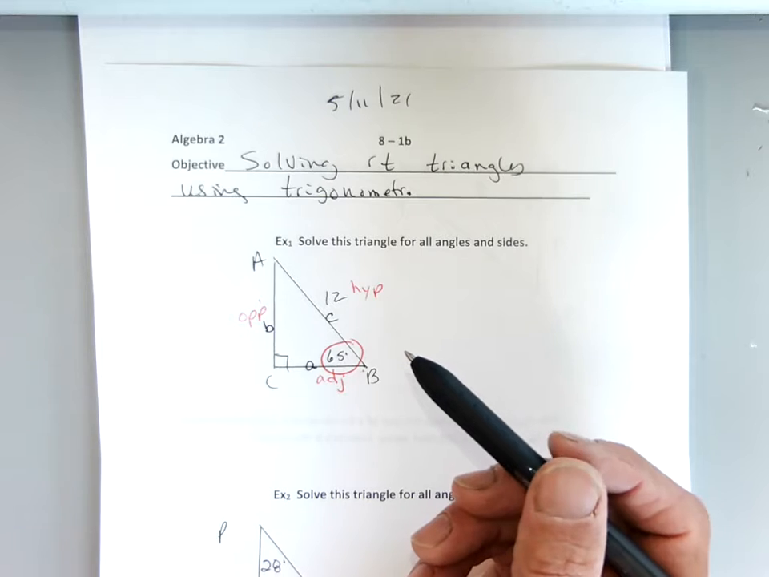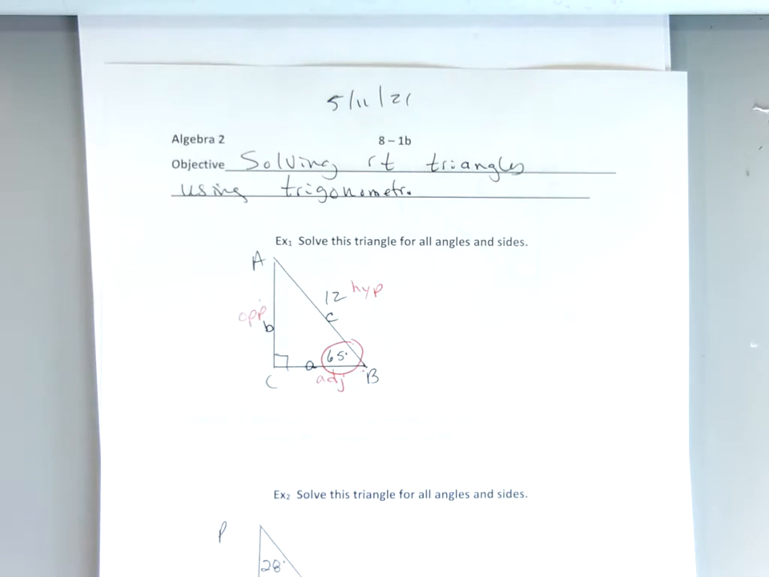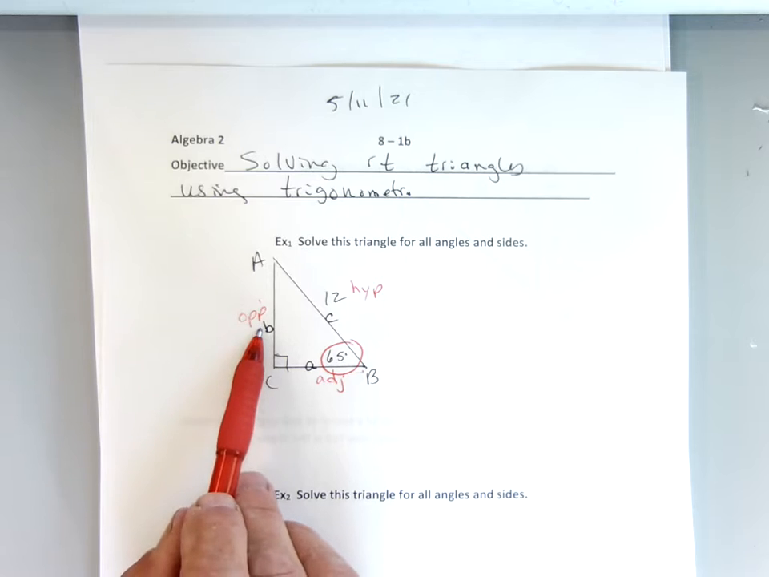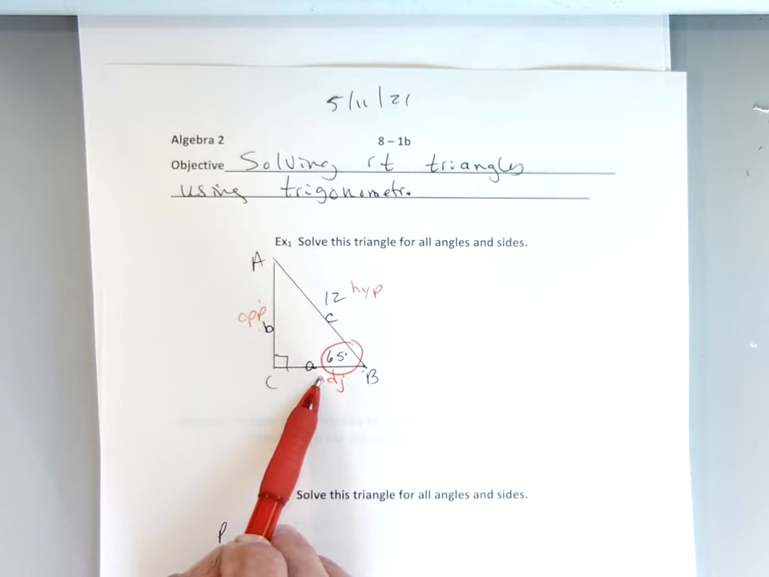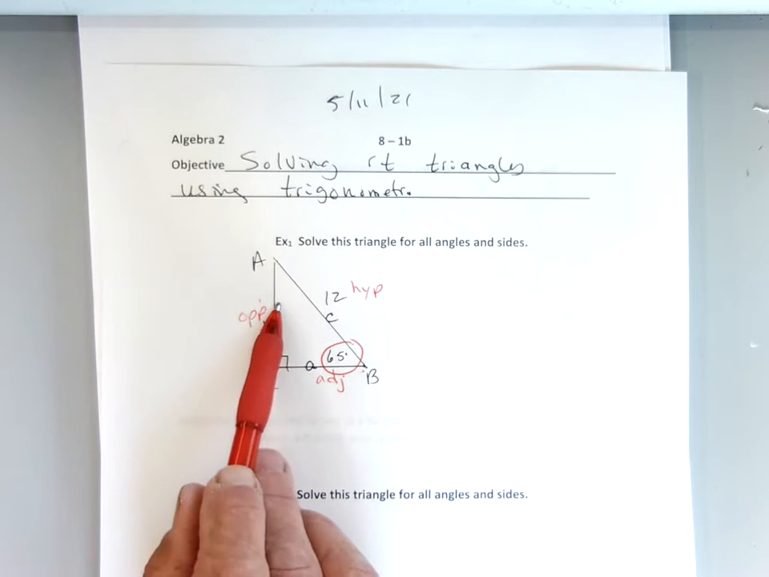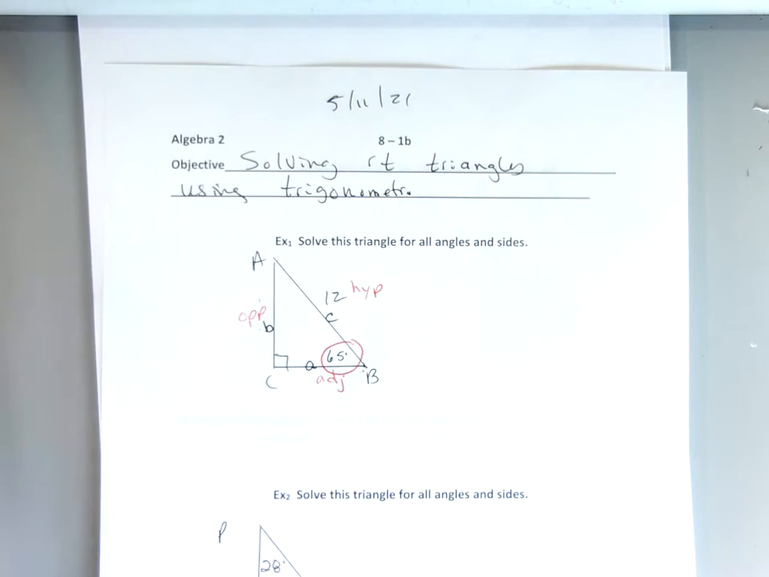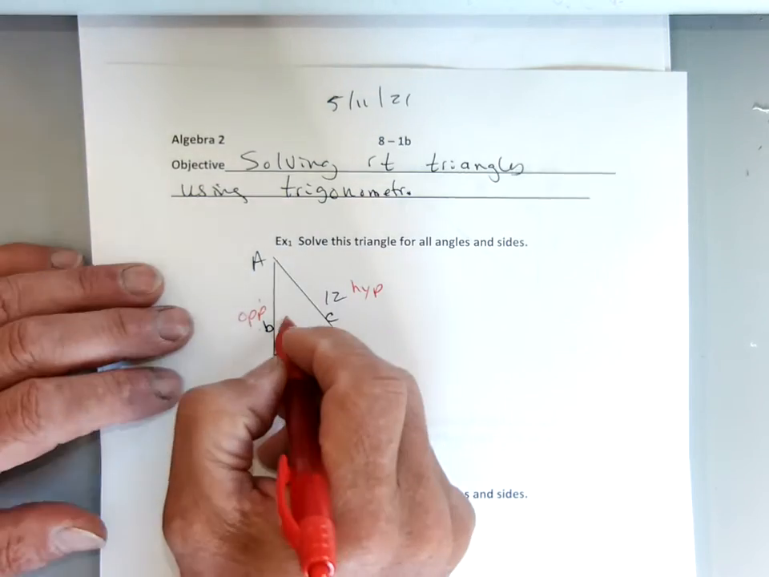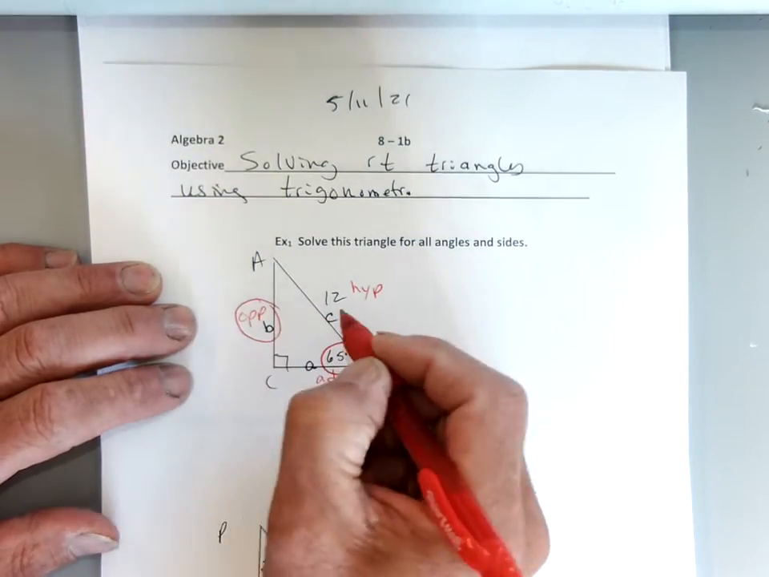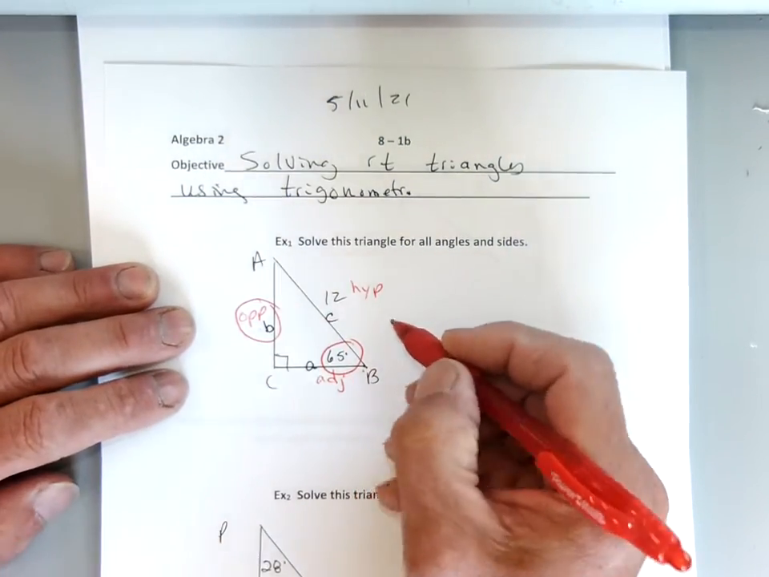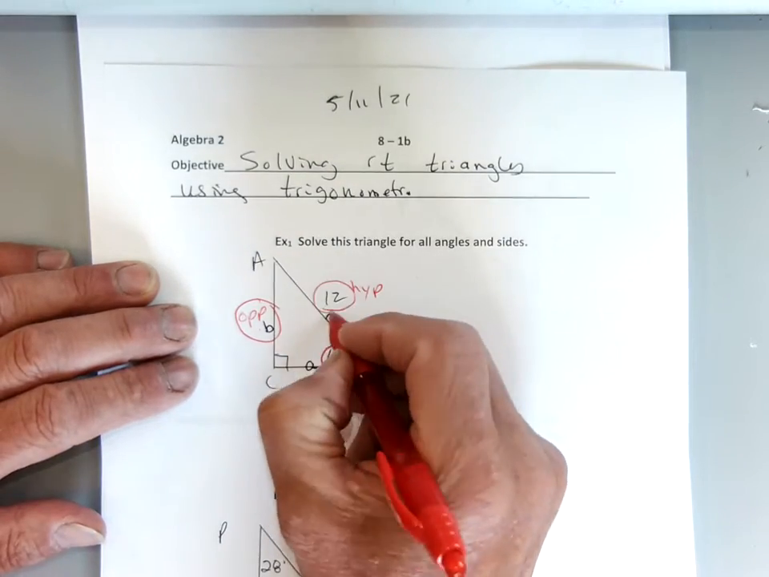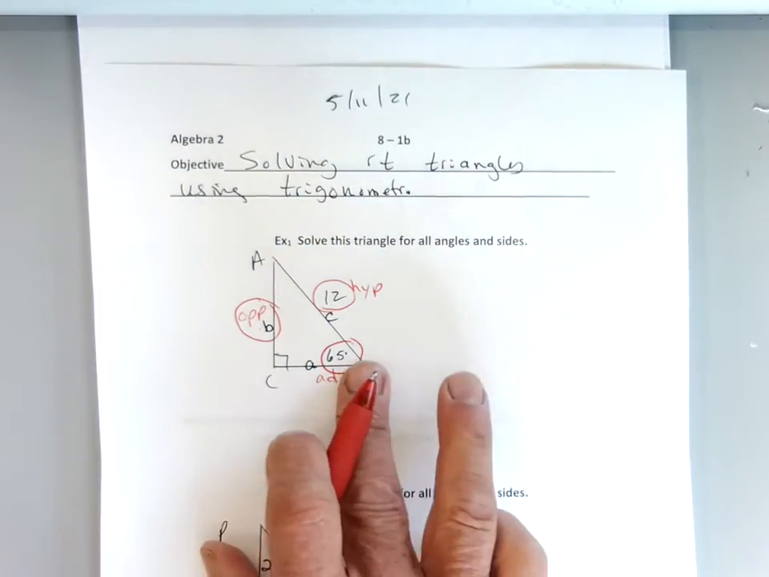Now, let's solve this thing, okay? Well, first of all, we could either find the opposite side or the adjacent side. It does not matter at all. Let's find the opposite side. You can find either one. So if I choose to solve my opposite side, I need to probably use the 12, okay, because that's my hypotenuse. Okay, we'll get the adjacent second, okay?